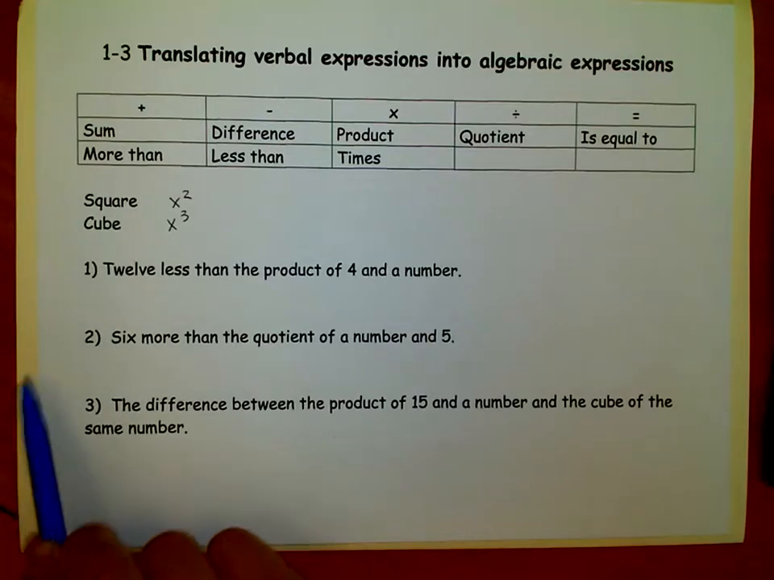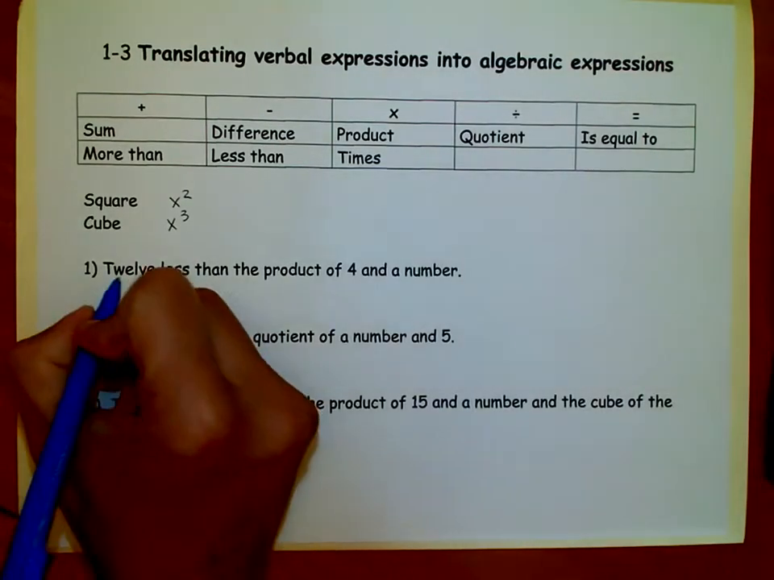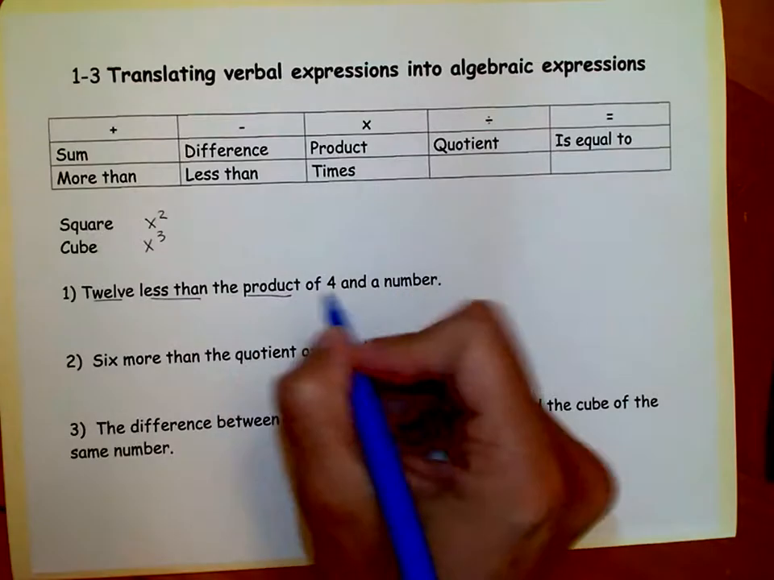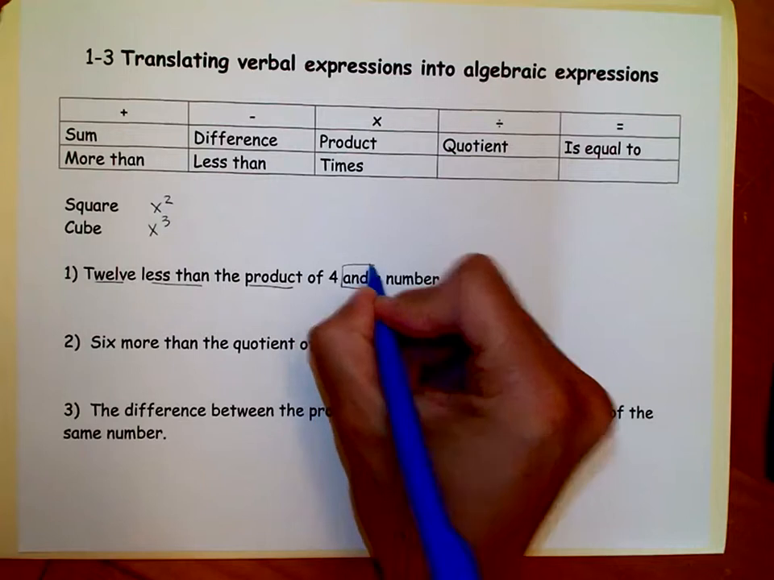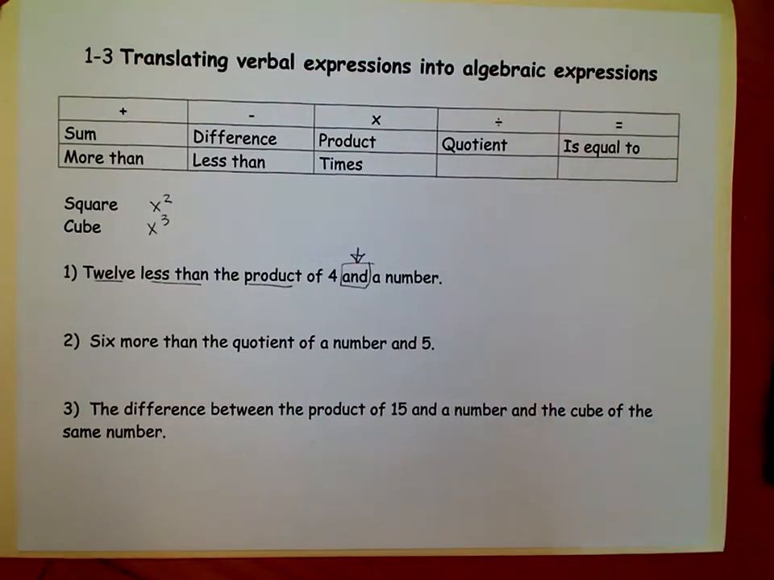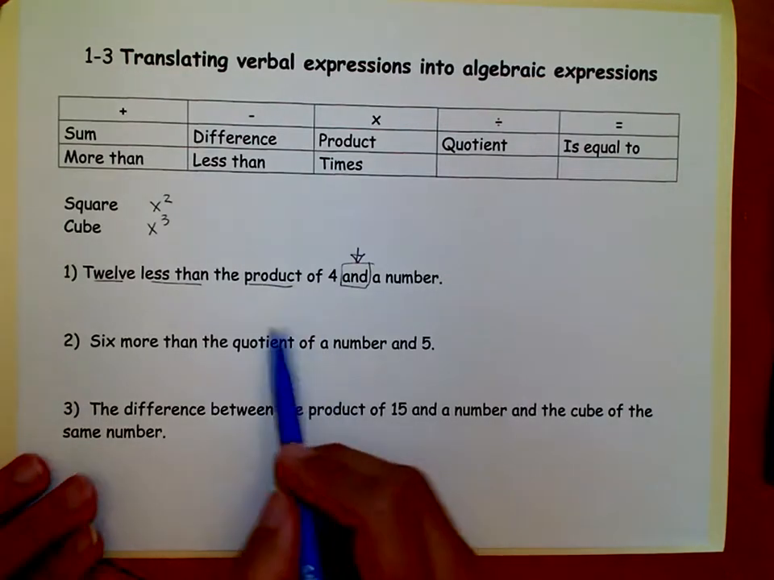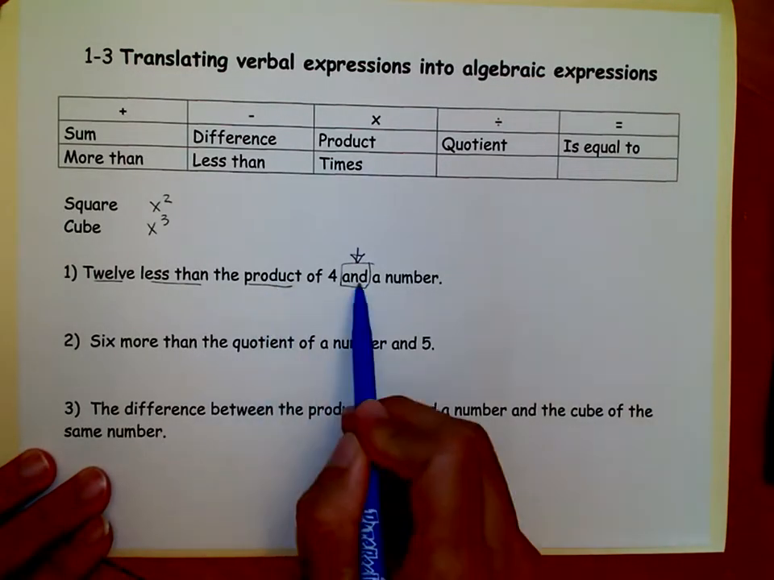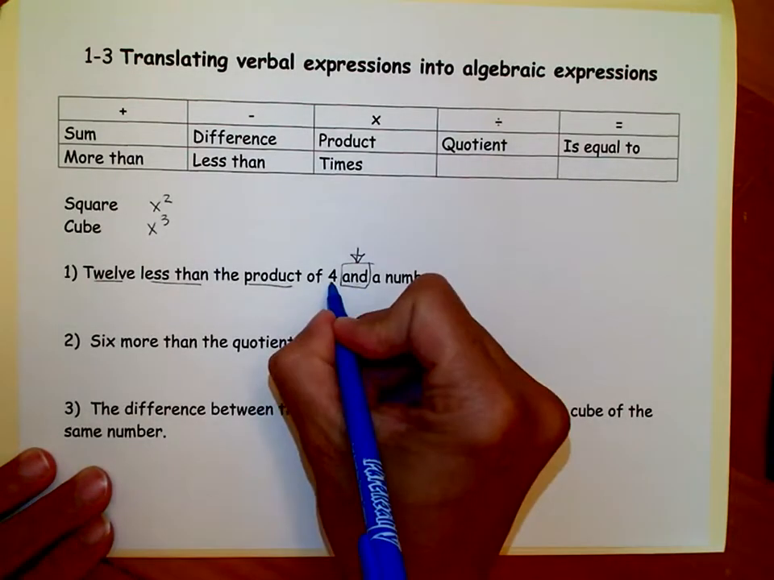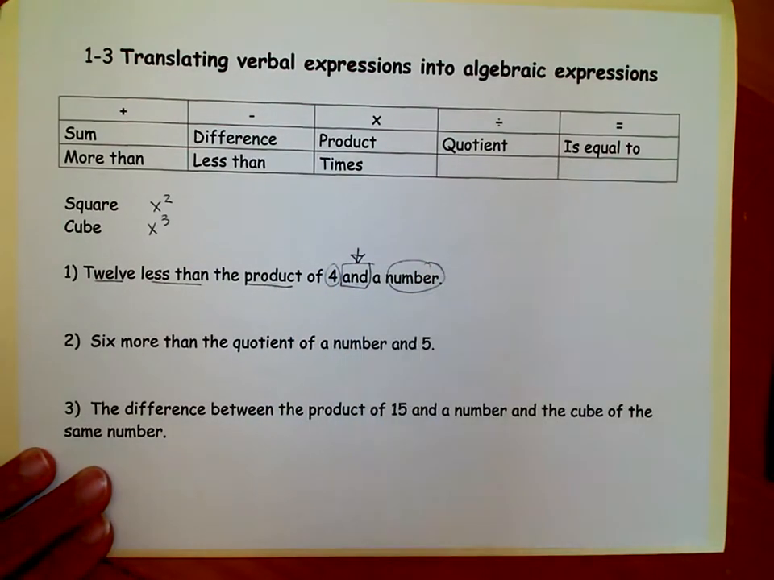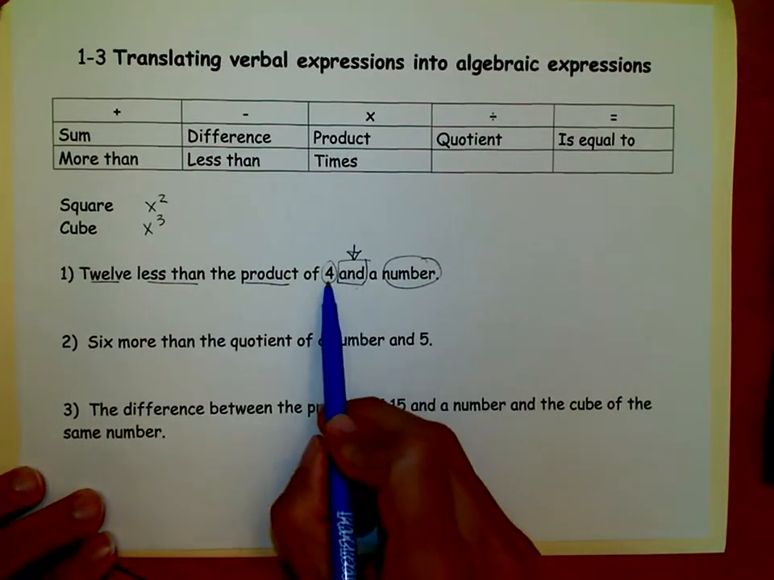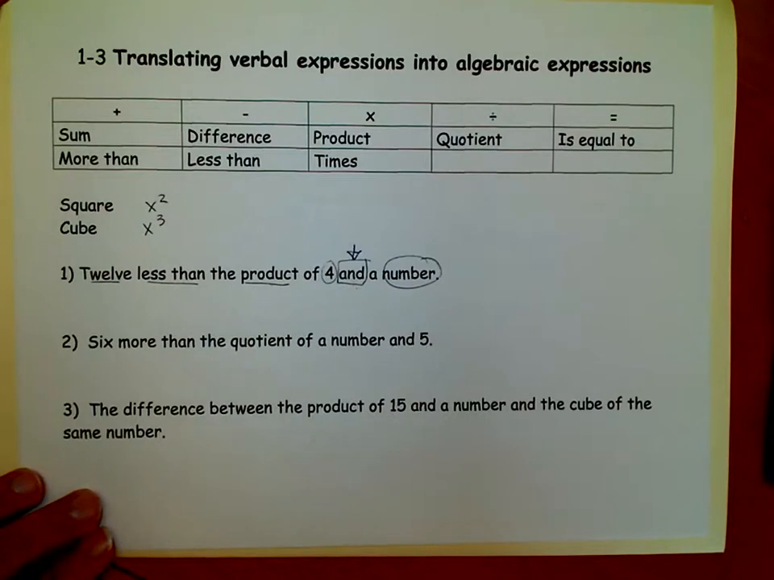Okay, let's start with the first one. It says 12, that's my number, less than the product of 4 and a number. Ands are usually very important when you're translating, so you have to be careful. If it says product and then it says and, the and after a product separates the two things that you're multiplying. So the and is very important. It tells me the two things that I'm going to multiply.